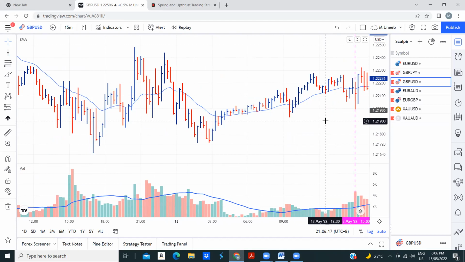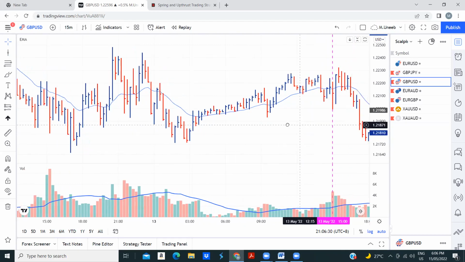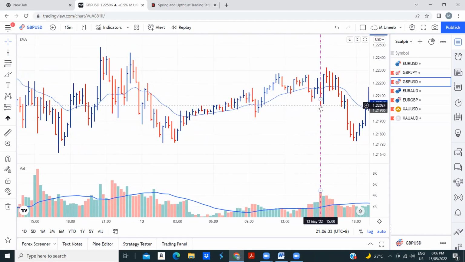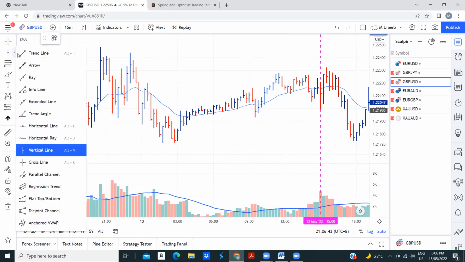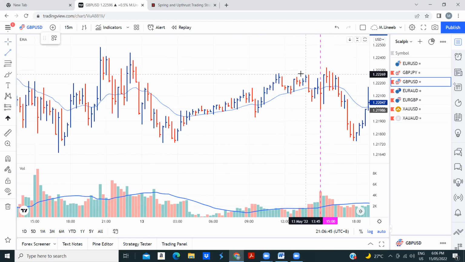What does the overnight session mean? Overnight session means the time between New York close and Asian close. Got it? So can you tell me when the Asian close is? One hour before, right? One hour before means 2 o'clock, which is here, right? So I mark the high of this, here. All right, I mark it.